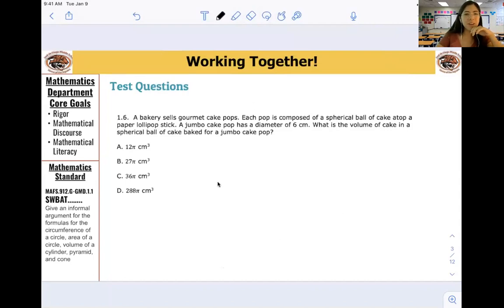Okay, so they tell us everything we need to know in this problem. We know it's a sphere because it's a cake pop, and we know the diameter is 6, and we're just looking for the volume. Most people got this one correct, but let's go through it anyway. What is the volume of a sphere? Four-thirds pi r cubed. Good. We know the diameter is 6, so we plug in the radius, which is 3.